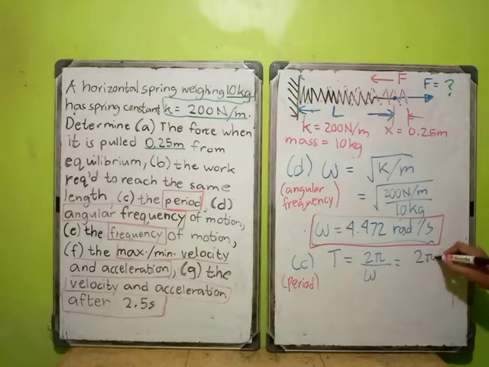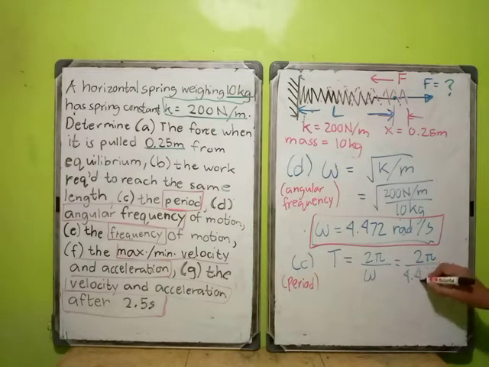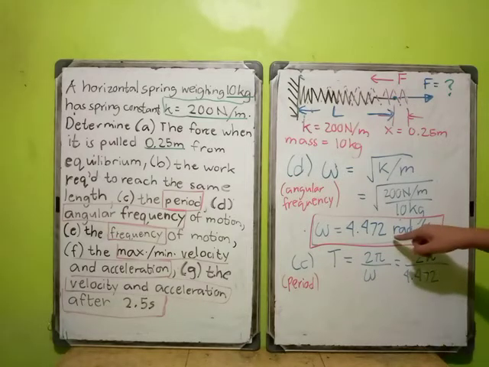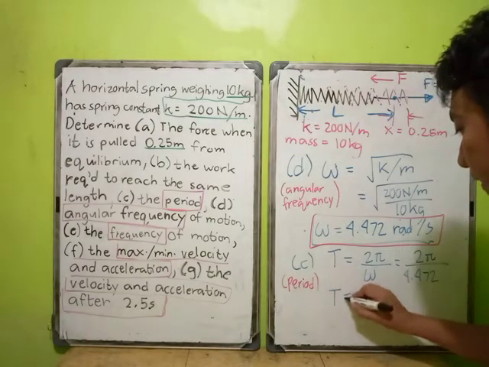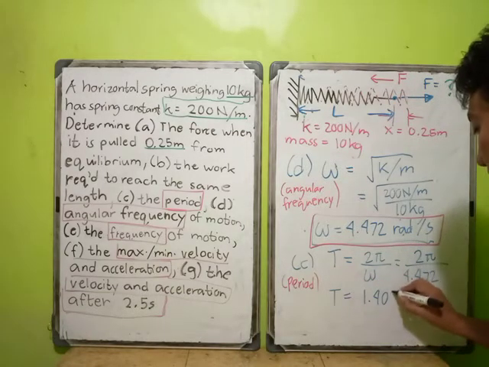So, 2 pi over 4.472. Okay? So, I advise you na kung ano yung kinalabasan sa calculator mula dito, para less errors tayo is idiretso mo na. So, gamitin mo yung whole decimal places para konti lang yung error. So, 2 shift pi divided by yung answer kanina is equal to 1.405. Okay, so the period is 1.405 seconds. Okay?